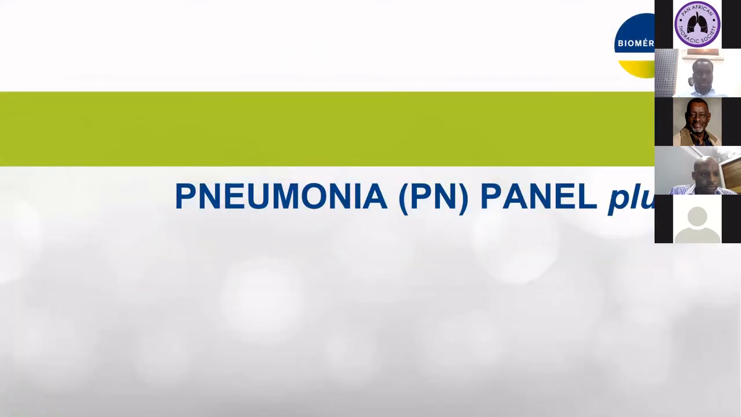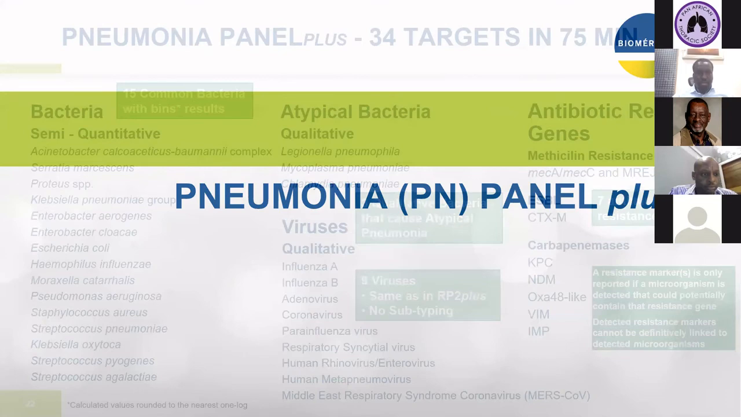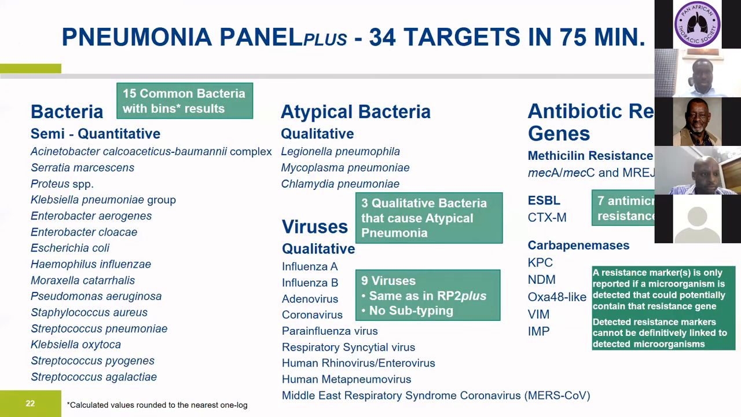Moving on to the pneumonia panel. Again, this one having an array of pathogens, predominantly bacterial, obviously as expected, because we're looking at lower respiratory tract infections. The 15 common bacteria, the result comes out as semi-quantitative, with Bean's result, which is basically the 1 log rounding off. We also have some atypical bacteria captured, which are qualitative.